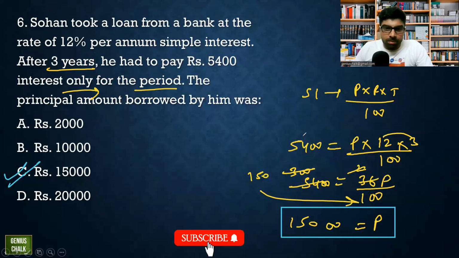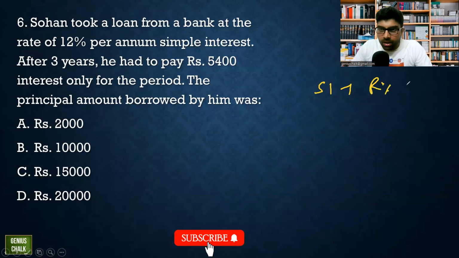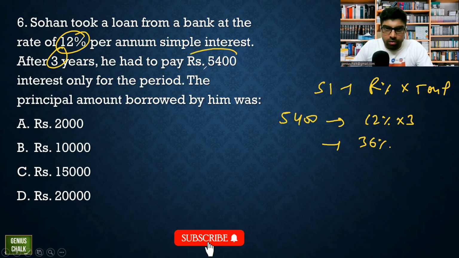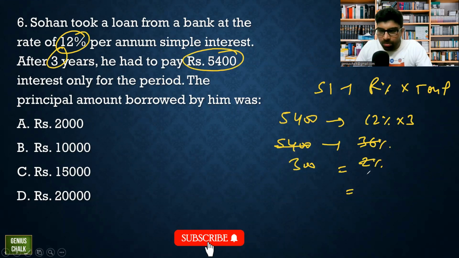Always remember, simple interest is rate percent into time on the principal. On principal, what is the rate percent? 12% for 3 years. So 12 for first, 12 for second, 12 for third. Total is 36%. So 36% value is given as 5400. So 2% value is 300. So 1% value is 150.